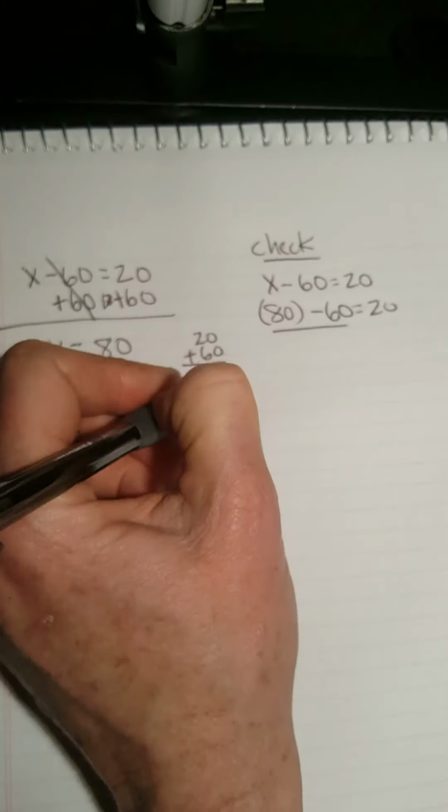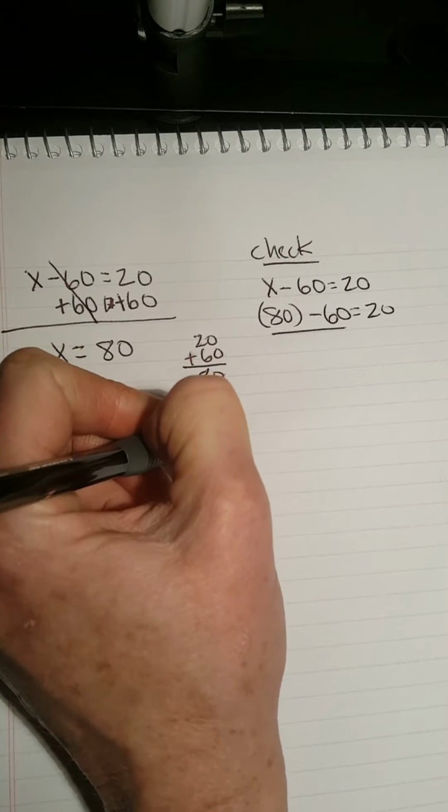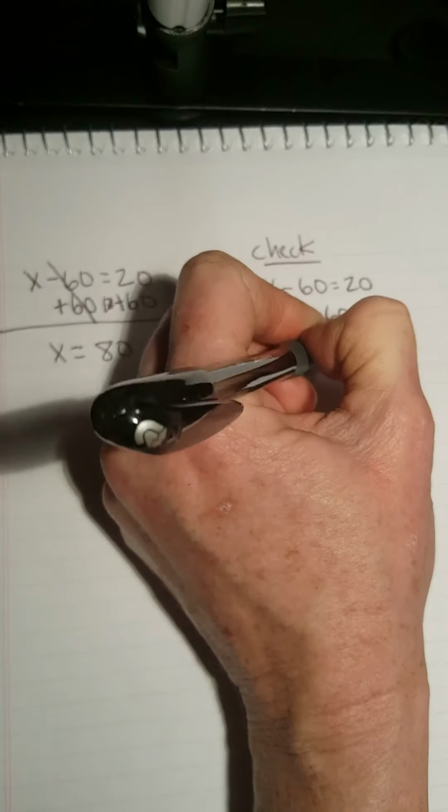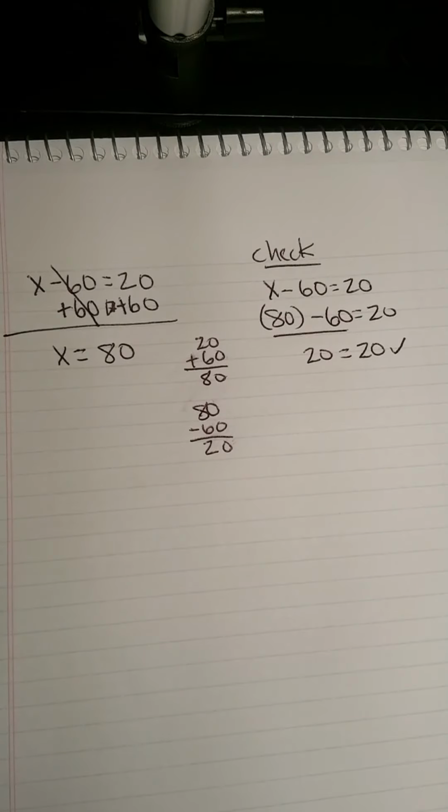Okay, and actually do this check, which is 80 minus 60. 8 minus 6 is 2. That's 20 equals 20. Okay, so that checks. All right, let's do another one.